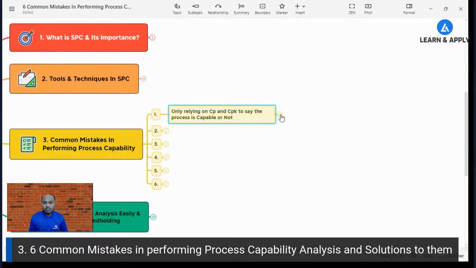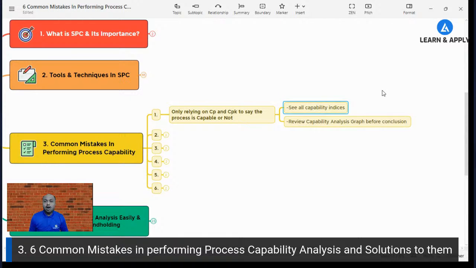Now, what is the solution for this? The solution is to look at all the capability indices. Look at Cp, Cpk, Pp, Ppk, and also look at Cpm. That is very important, and also look at the PPM.